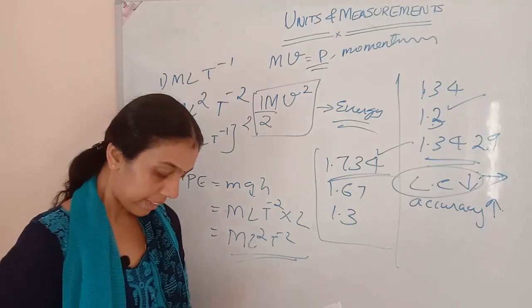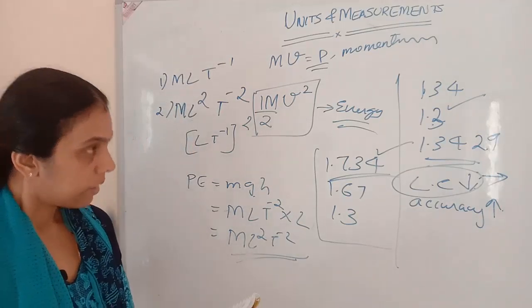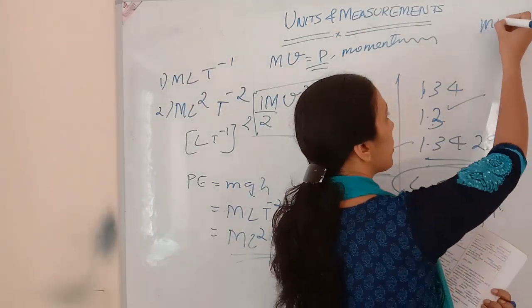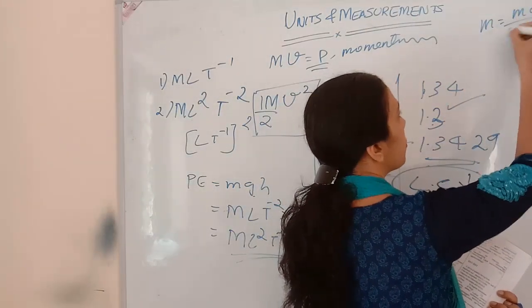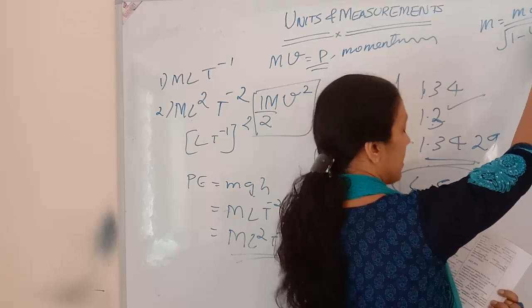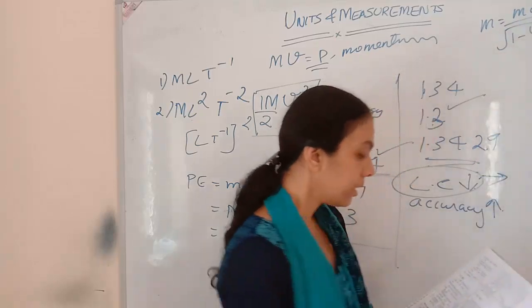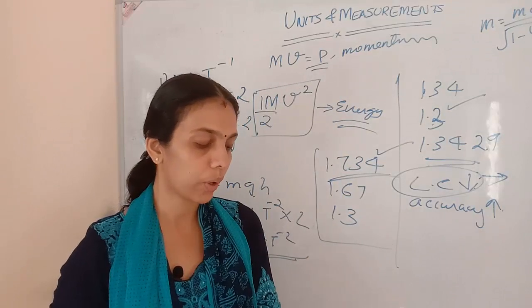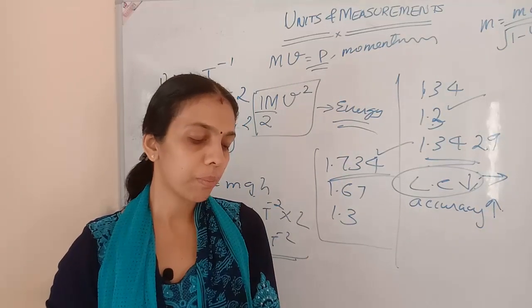Okay. So the next question is, see, m equals m0 divided by root of 1 minus v square. Using the dimensional method, put the missing c square at the proper place.